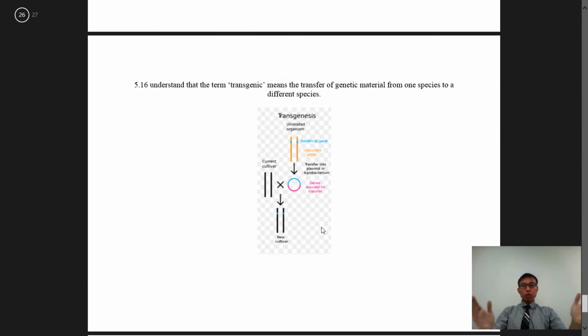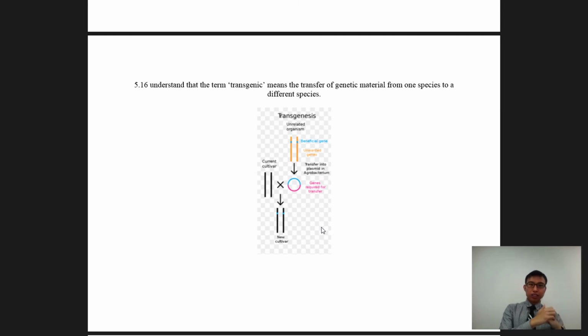Now, the last bit is about transgenic organisms. It seems like an impressive term, but actually it's really simple. Transgenic is when you take genetic information from an organism and then you give it to another organism. So from one species to another species, that would be called transgenic.